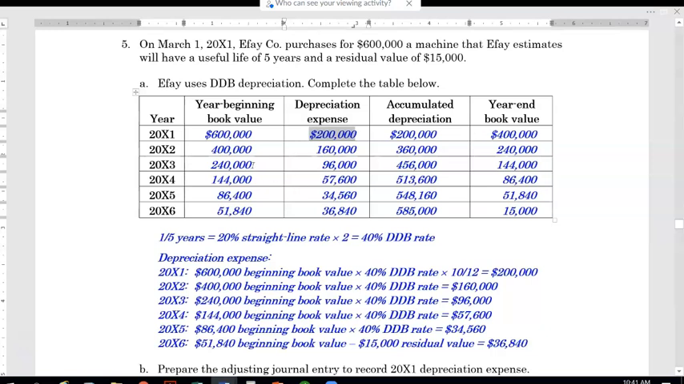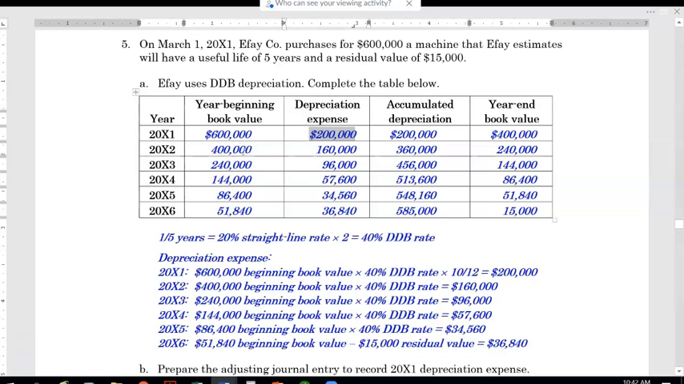We pick the book value, we put it in year 2. Again, as you see, with double declining, we don't use the residual value in our calculation at the beginning. So keep that in mind. This is the only method, double declining, where you do not use your residual value in your calculation at the beginning of creating your schedule of depreciation.